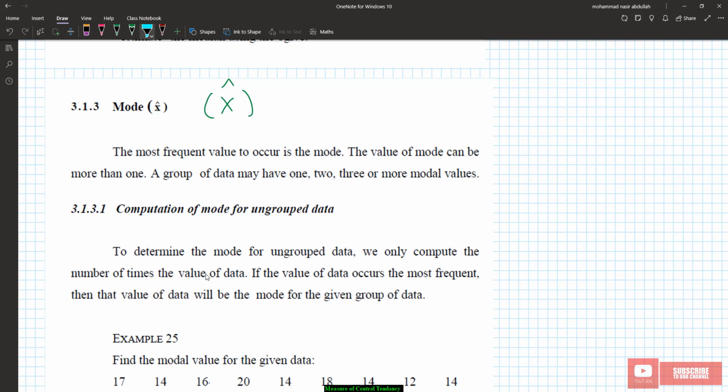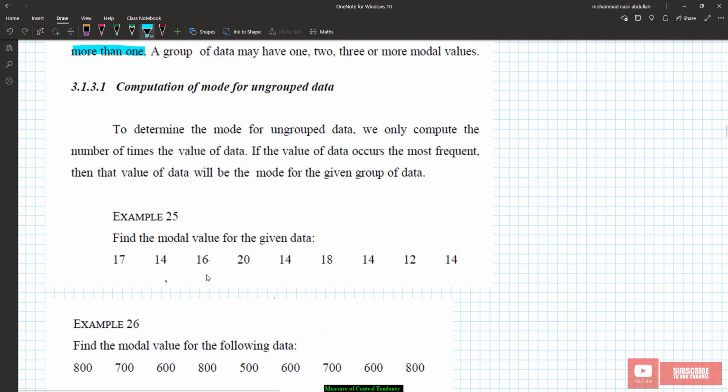So mode is the most frequent value to occur, right? The value of mode can be more than 1. It can be 2, 3, or many. We're going to look into two types of data, which are grouped data and ungrouped data, to calculate mode. So let's look at ungrouped data.